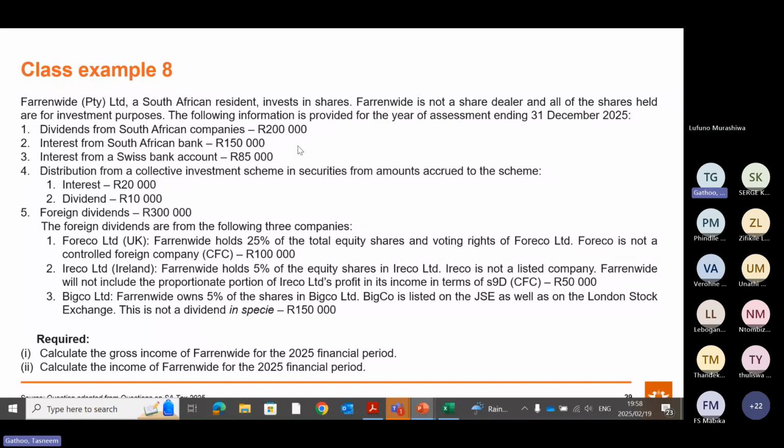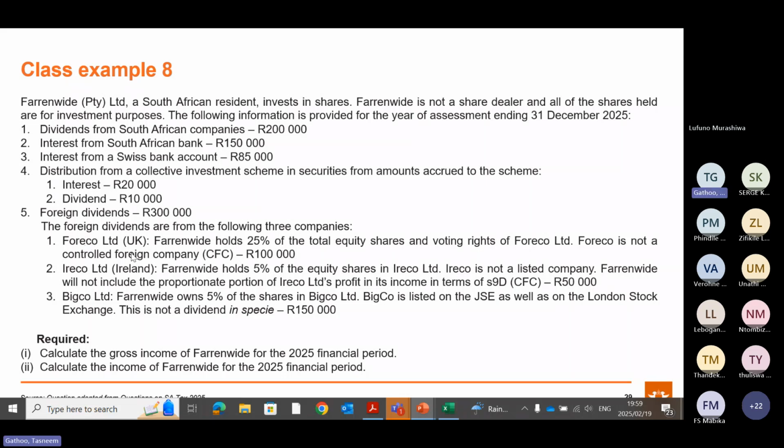Okay, so the following information is provided for the year of assessment ending 31 December 2025. They received dividends from South African companies of 200,000, interest from a South African bank account of 150,000, interest from a Swiss bank account of 85,000, and a distribution from a collective investment scheme, from which they received interest of 20,000 and dividends of 10,000. And then they received foreign dividends of 300,000, and the foreign dividends are from the following three companies. So this 300,000 is made up of these three amounts.